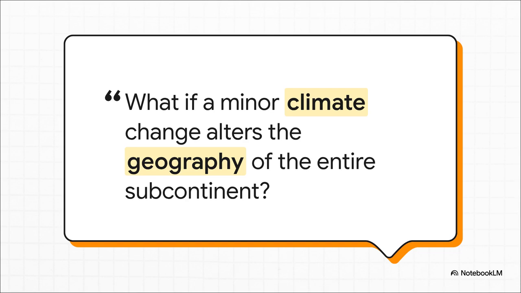I want to leave you with this final, honestly pretty profound thought the AI generated based on our sources. What if a minor climate change in the small Mansarovar area permanently alters the geography of the entire subcontinent? Think about it. The Indus and the Brahmaputra both originate from the exact same small region near Lake Mansarovar. It's just a tiny, icy footprint, yet it supports billions of lives. If even a minor climate shift alters that specific glacier, it could permanently rewrite the geography, the borders, and the survival of the entire subcontinent.